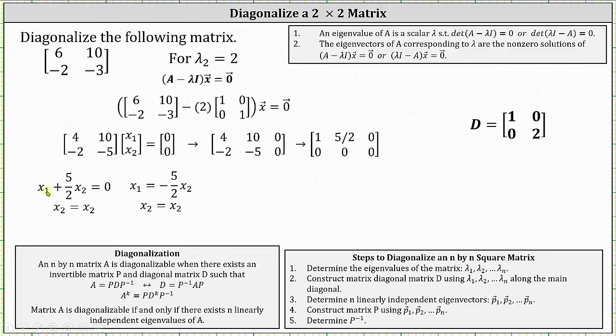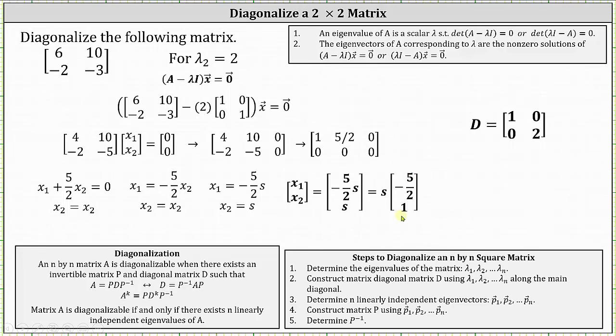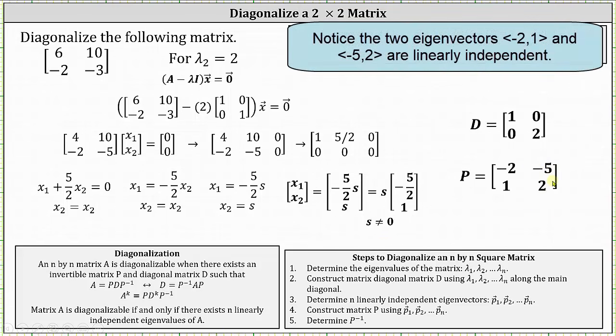The first row indicates x1 plus 5 halves x2 equals 0. Again, x2 is a free variable, and therefore x2 equals x2. And let's again parameterize the solution by letting x2 equal s, which gives us x1 equals negative 5 halves s, x2 equals s. All the eigenvectors corresponding to lambda sub 2 equals 2 are scalar multiples of the vector negative 5 halves, 1, again excluding the 0 vector. To avoid fractions for the second eigenvector, let's let s equal 2 and use the eigenvector of negative 5, 2 for the second column of matrix P.